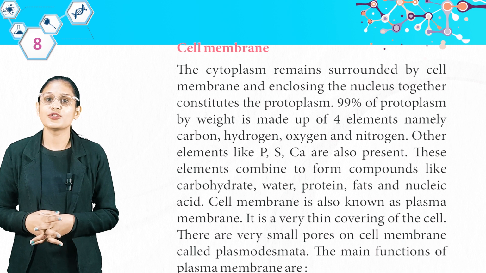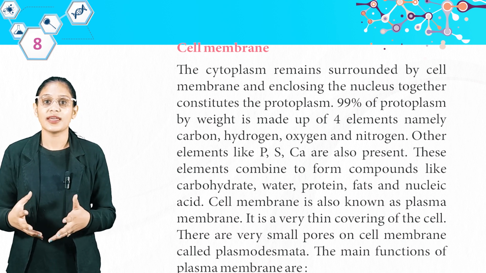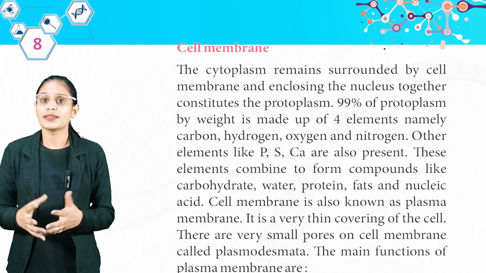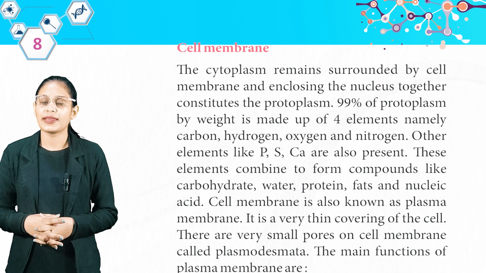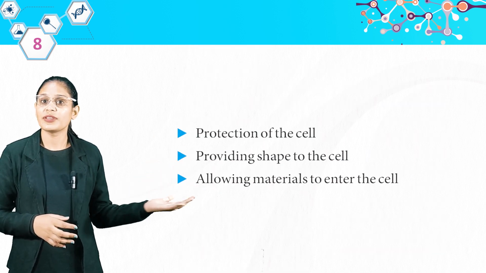Cell membrane is also known as plasma membrane. It is a very thin covering of the cell. There are very small pores on the cell membrane called plasmodesmata. The main functions of the plasma membrane are protection of the cell, providing shape to the cell, allowing materials to enter the cell.